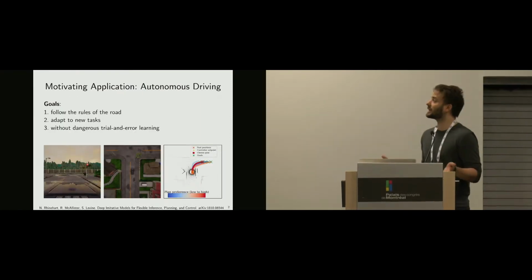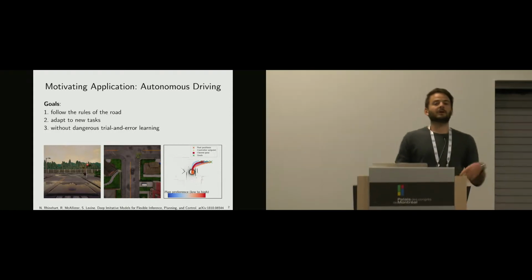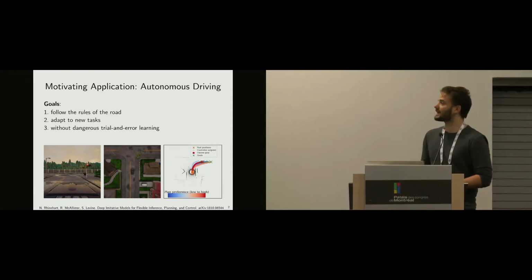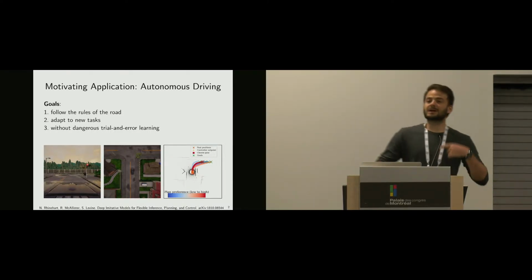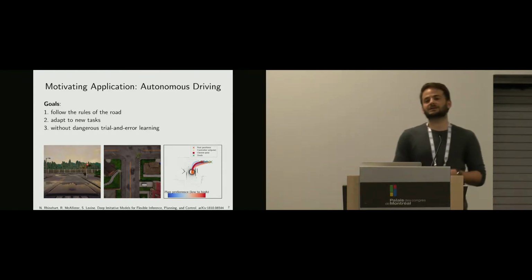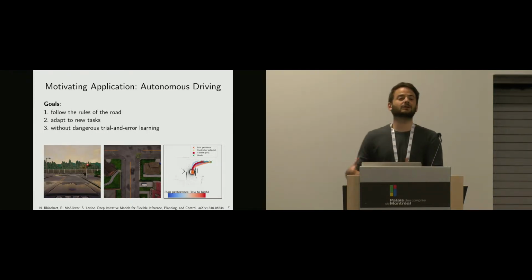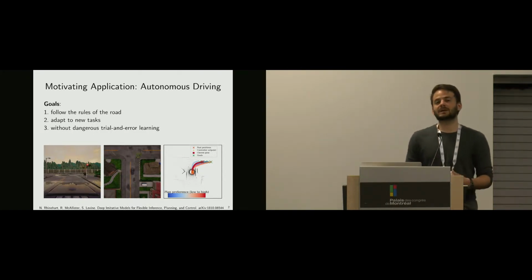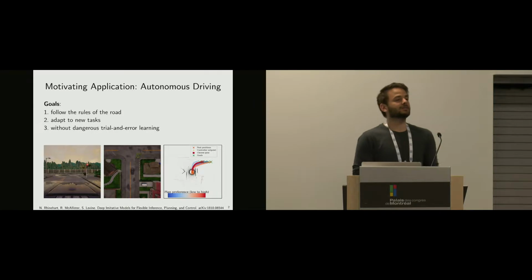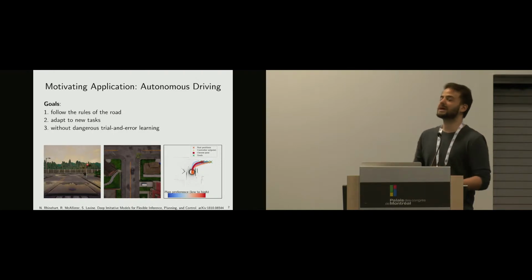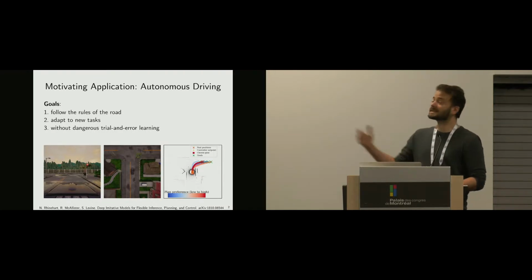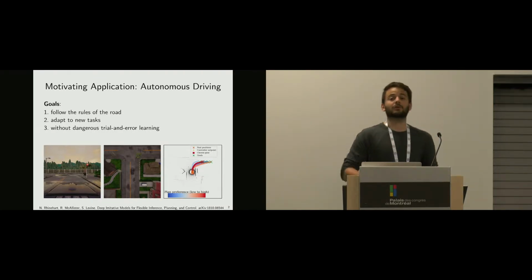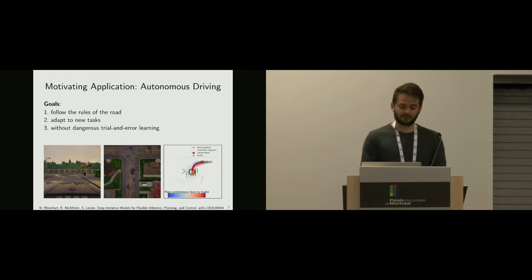Okay, so our motivating application is autonomous driving. There are a few key goals that we want to solve in this application. We want to follow the rules of the road. Okay, so that's very obvious. We want to be able to adapt to new tasks. So in addition to following the rules of the road, we're generally going to put the vehicle in new situations, and then adapting means generating a new behavior for that new task. So essentially, we'll have a data set of demonstrations, but they won't necessarily cover all of the behaviors we want to generate. And finally, we want to do this without any trial and error learning, because in this scenario, trial and error learning corresponds to crashing the vehicle in order to learn. So we want to avoid that.